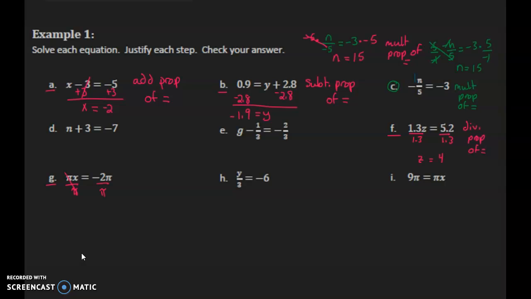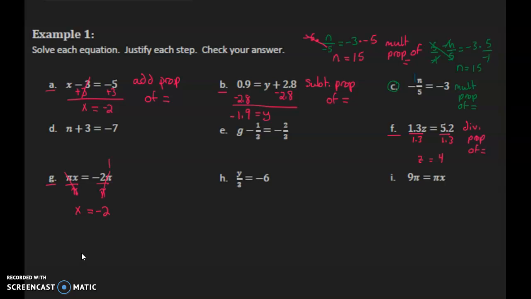Pi over pi is 1. So you just have 1x, but we don't have to write a 1. We can just write x. On the right side, negative 2 pi divided by pi. The pi's simplify out to 1, so you're just left with negative 2. Because pi over pi is 1, and negative 2 times 1 is negative 2. So when you think of them canceling out, they're not really just canceling, they are simplifying down to 1. And since we don't have to write 1, that is what makes it kind of seem like it disappears.